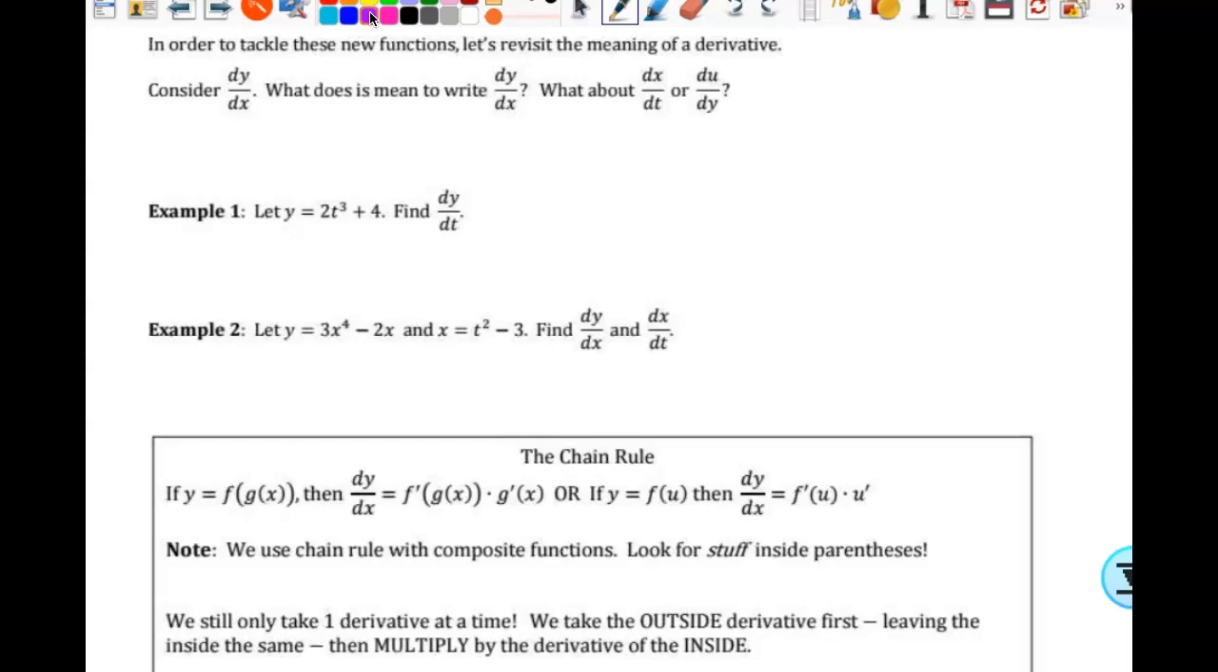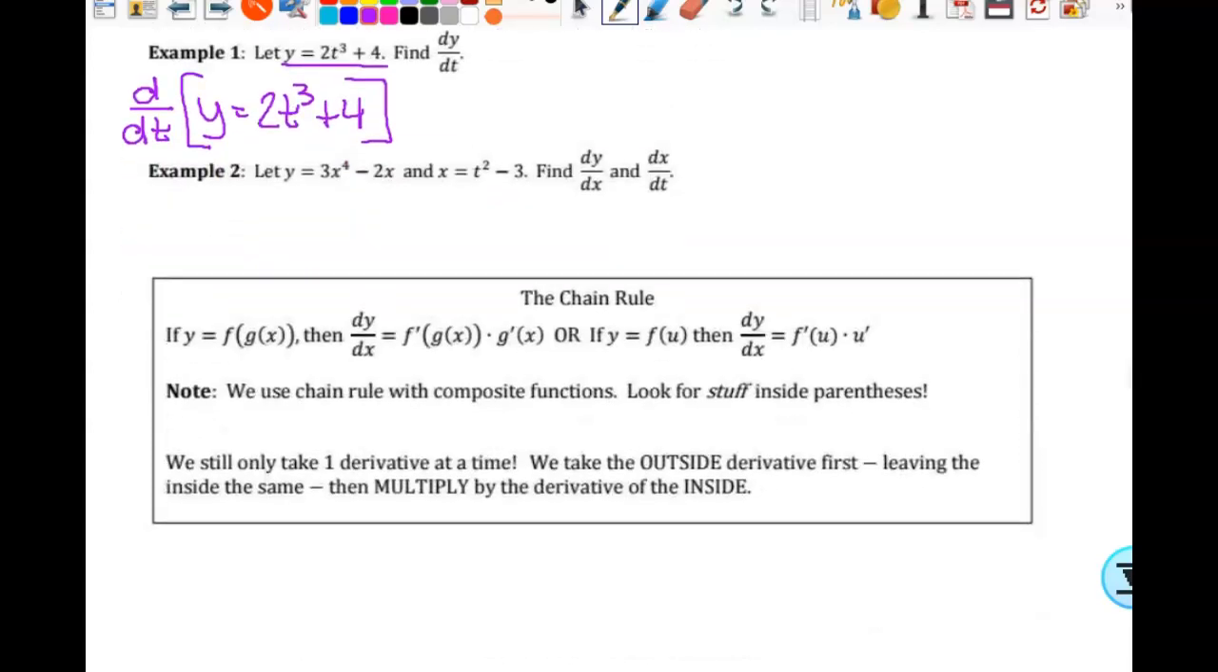So if I'm going to take the derivative of this whole thing right here, I'm going to write d over dt, and t is my argument. And the whole thing is going to be y equals 2t cubed plus 4. Now, we don't always write that step. That's fine.